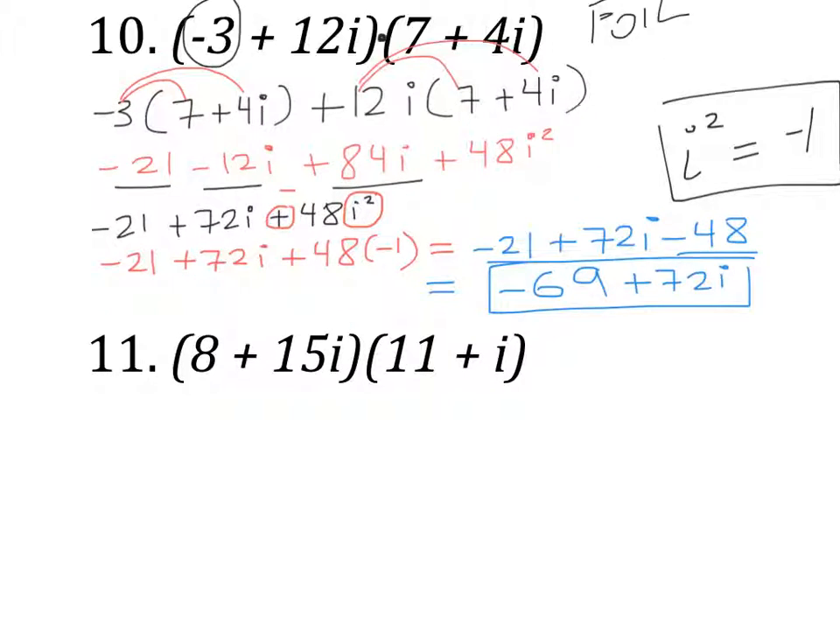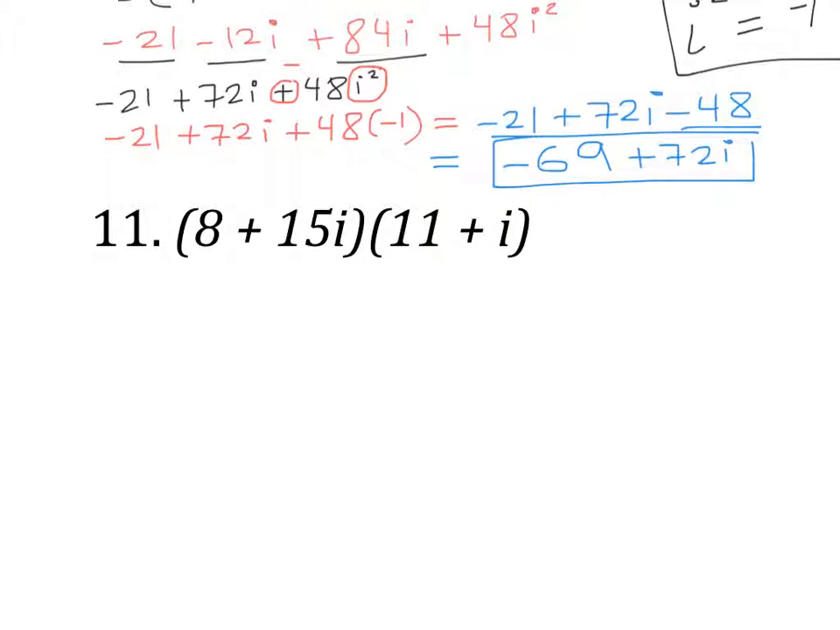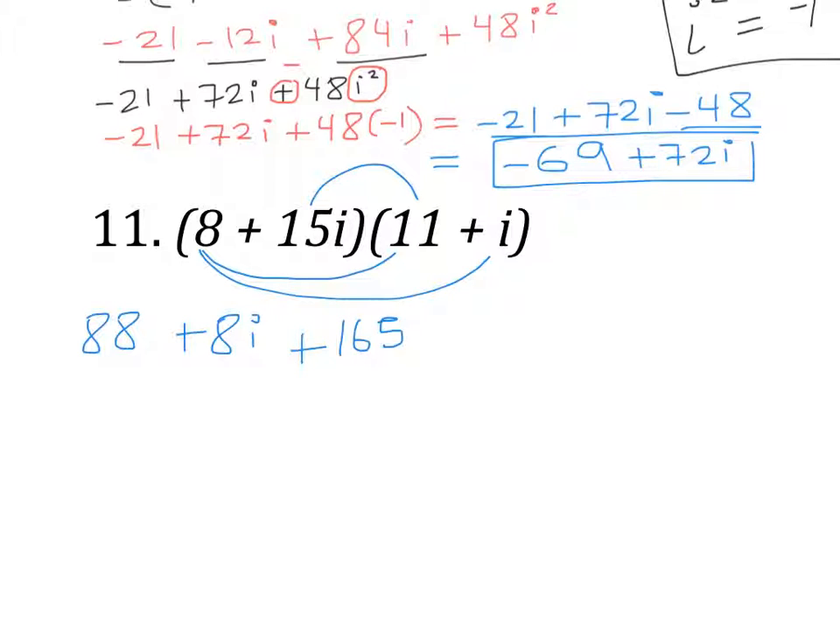So take a minute and try number 11 on your own. 8 times 11 is 88. 8 times i is 8i. 15i times 11, that's 165i. And 15i times i is 15i squared. Don't rush and change i squared to a negative. Wait. 8i and 165i, these are like terms, so I can combine them to get 173i. And let's copy everything down.